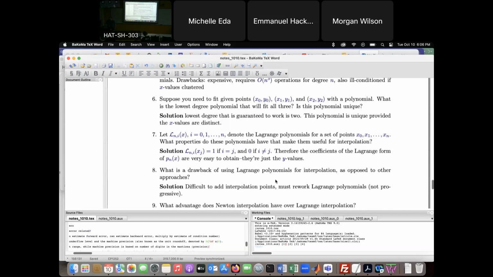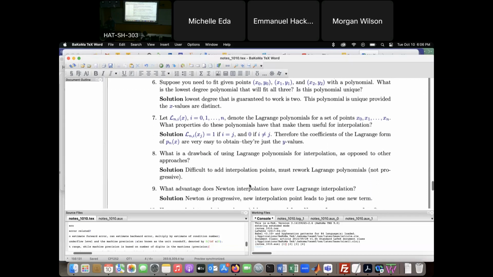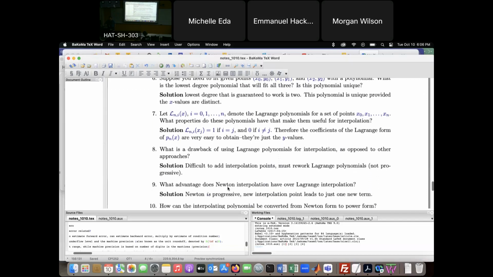A drawback of Lagrange polynomials is that they're not progressive. If you add interpolation points, you have to recompute everything. Flip side of this, an advantage of Newton interpolation: Newton is progressive, so you can easily update the Newton polynomial.